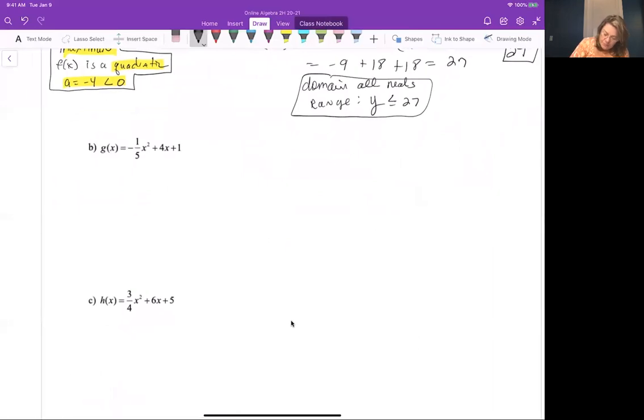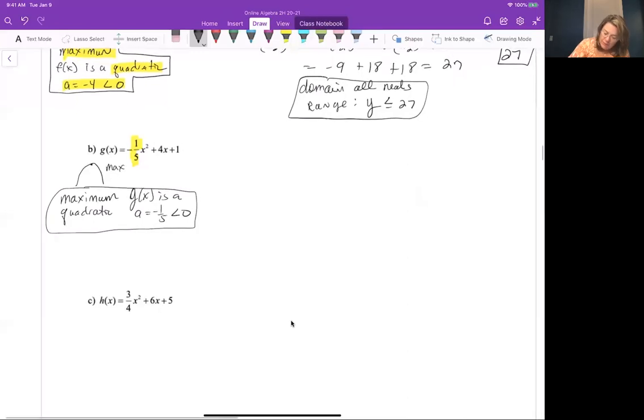Moving on, I see that I have a negative 1/5, which means that I have a negative a value. So I'm going to have it open downward, which means I have a maximum. That's not enough to answer the question. I have a maximum because g of x is a quadratic such that a, which is equal to minus 1/5, is less than 0. Therefore, I have a maximum. Okay. Now I got to go find what that maximum is.